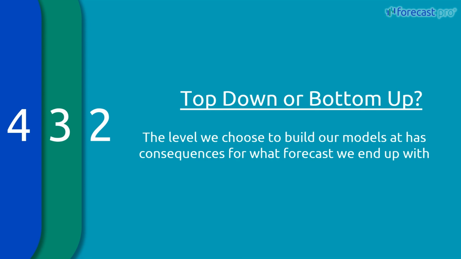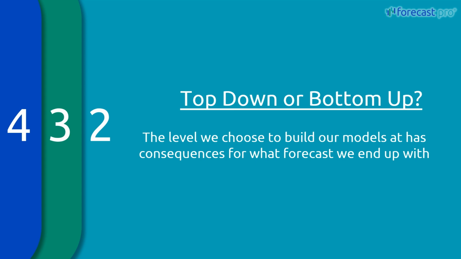So for our next example, we're going to look at what it means to forecast either top down or bottom up. And in short, this means that the level that we choose to build our statistical model at has consequences for what forecast we end up with.